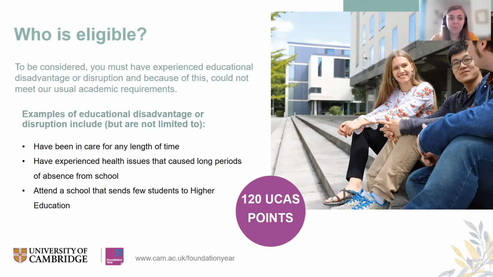There are a few examples of educational disadvantage or disruption on the screen right now. These can include lots of other different examples as well, which I'm sure you'll get to see a couple of later, which include things like having late diagnosis of a special educational need, being on universal credit or free school meals, amongst lots of other things too.